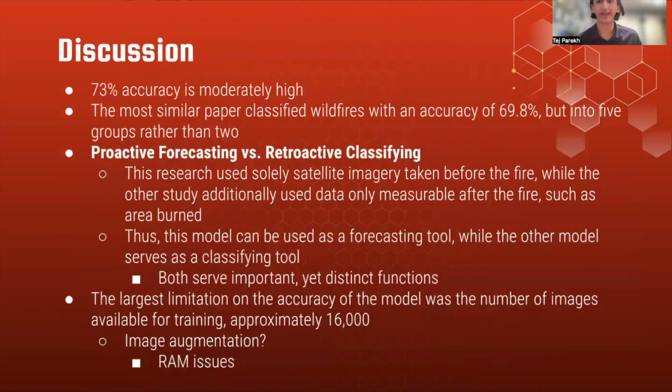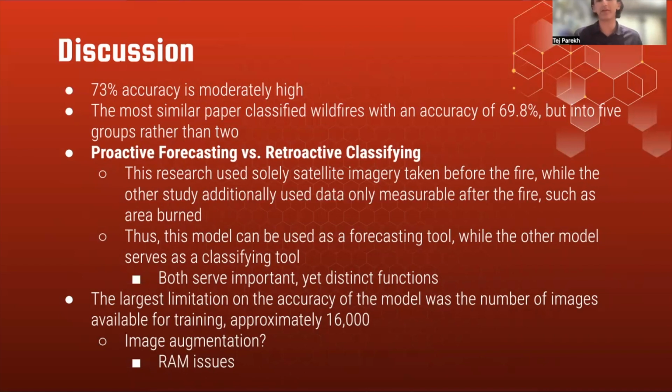So like I said, 73% accuracy is moderately high, and I was very happy to achieve it. The most similar paper that I talked about from Southern France achieved an accuracy of about 70%, but into more specific subgroups. So the reason why my study is still important, despite this other study, is because my study was a proactive forecasting model rather than a retroactive classifying model. What this means is that my model only takes in data from before fires occurred, so it can be used to forecast and allocate risk mitigation resources. While the other model is just for classifying, which is also an important function, but distinct from my own.